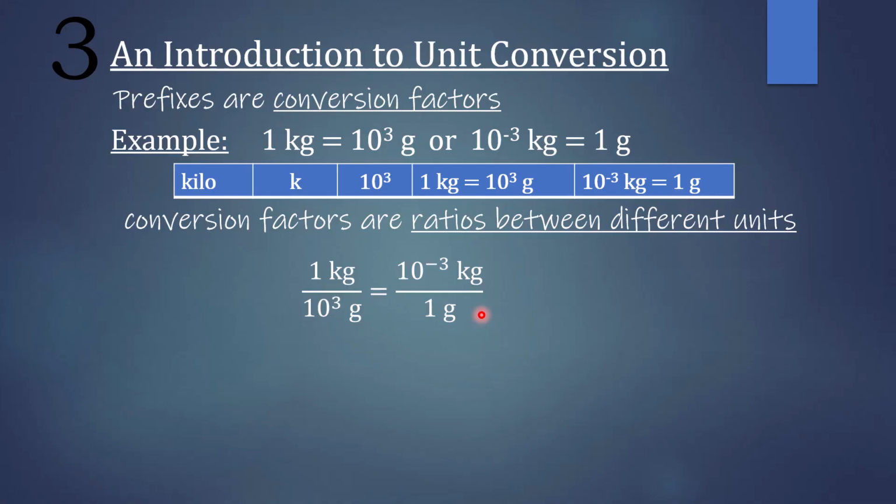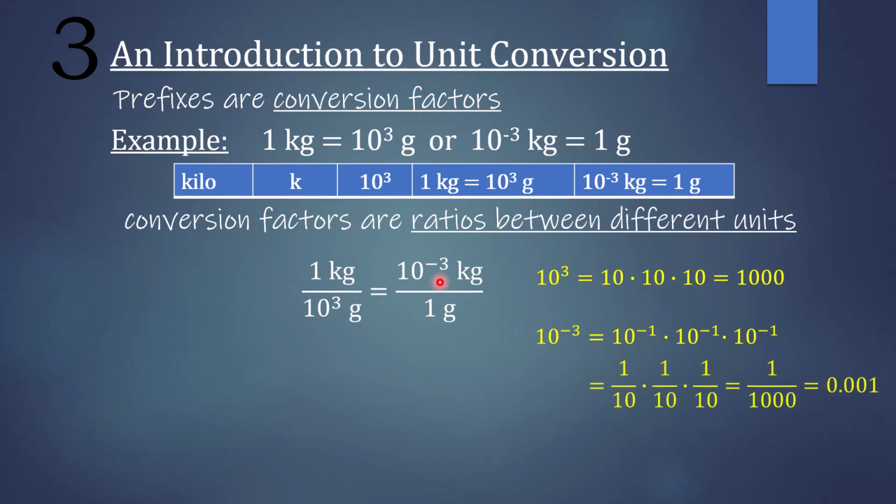Now, if you're wondering how can those be equivalent, well, take a look at what's going on in the denominator here. 10 to the third is 10 times 10 times 10, which is 1,000. Right? 10 to the minus 3 is 1 over 10 multiplied by itself 3 times. 10 to the minus 1 is 1 over 10, and that's 1 over 1,000. So this number over here is equivalent to 1 divided by 1,000. This number right here is equivalent to 1 divided by 1,000. So these are equivalent.